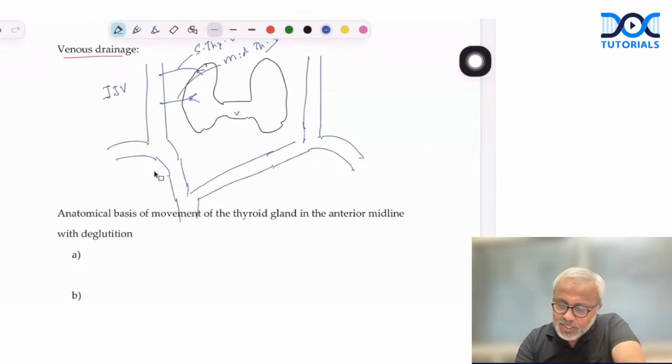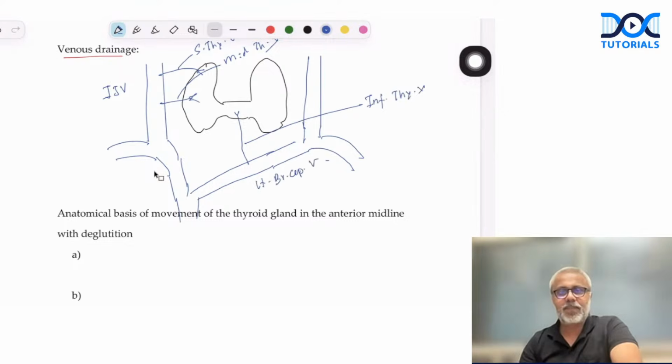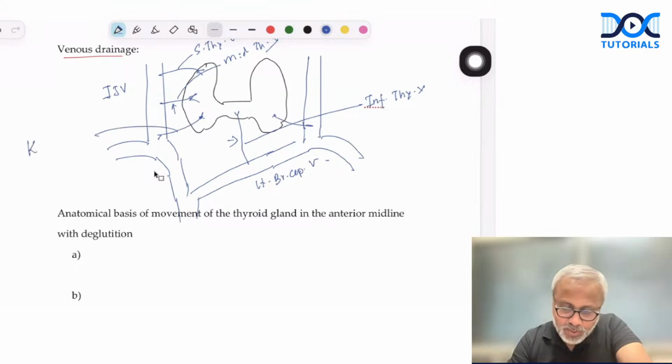So this is where the inferior thyroid vein begins. So this is the inferior thyroid vein. And where does it drain? It drains into the left brachiocephalic vein, right? In addition to this, in between the middle thyroid and the inferior thyroid vein, occasionally there can be a vein called Kocher's vein. This can drain into the internal jugular vein. And what is the name of this vein? This is called Kocher's vein.